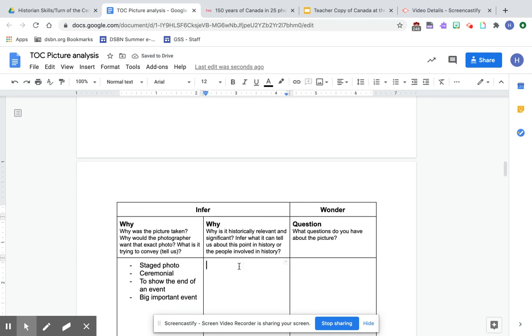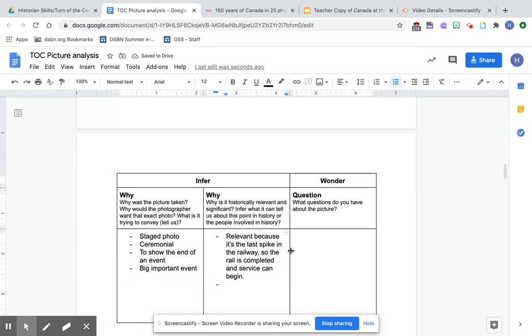So again, why is it historically relevant and significant? Infer what it can tell us about this point in history or the people involved in history. So why is it historically relevant? Well, it's relevant because it's the last spike, the railway. So the railway is completed and service can begin.